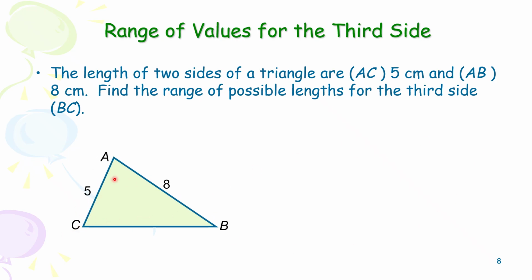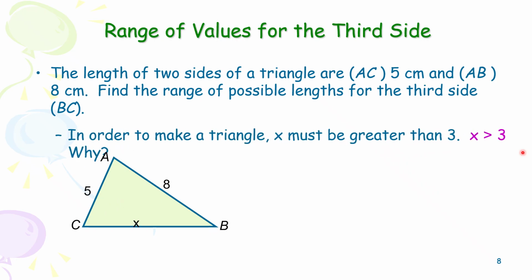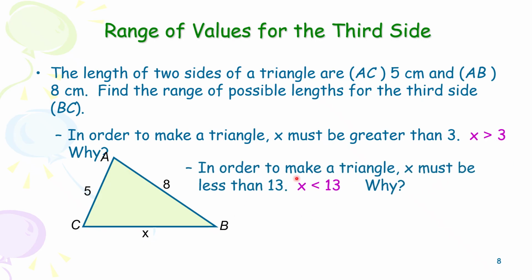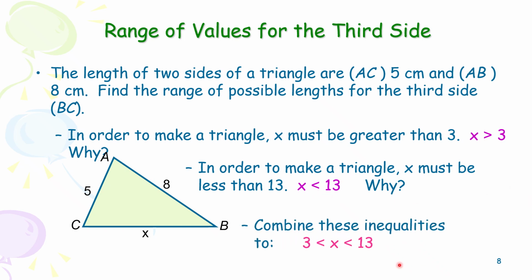So AC is 5 and AB is 8. Now, let's find the value of x. In order to make a triangle, x must be greater than 3. Why? Also, in order to make a triangle, x must be less than 13. So x is less than 13. Combining these inequalities, we get 3 less than x less than 13.